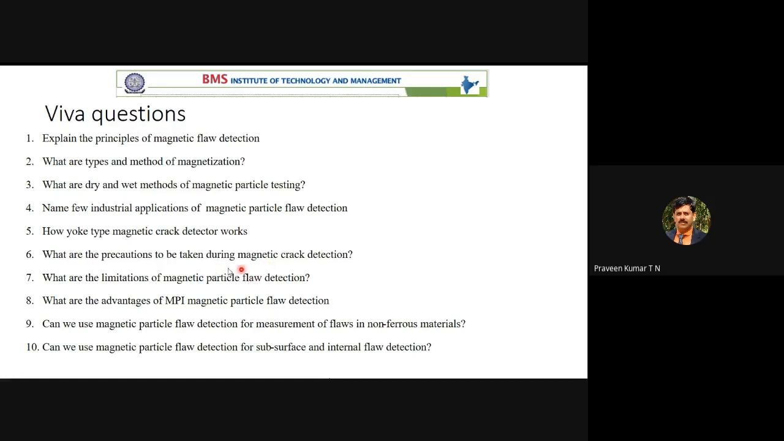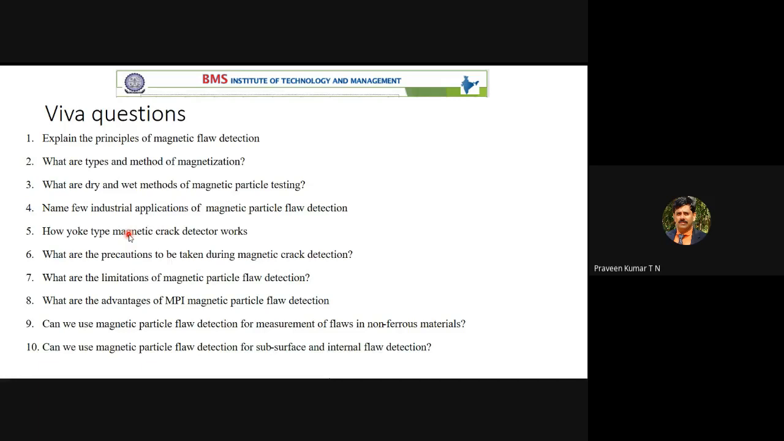Precautions to be taken during magnetic crack detection. The surface should be cleaned properly, because it involves a huge electrical current. We should be careful about electric current. And insulation: if the insulation is removed, you have to get it corrected. Because of repeated use, the electrical wires should be handled very carefully.